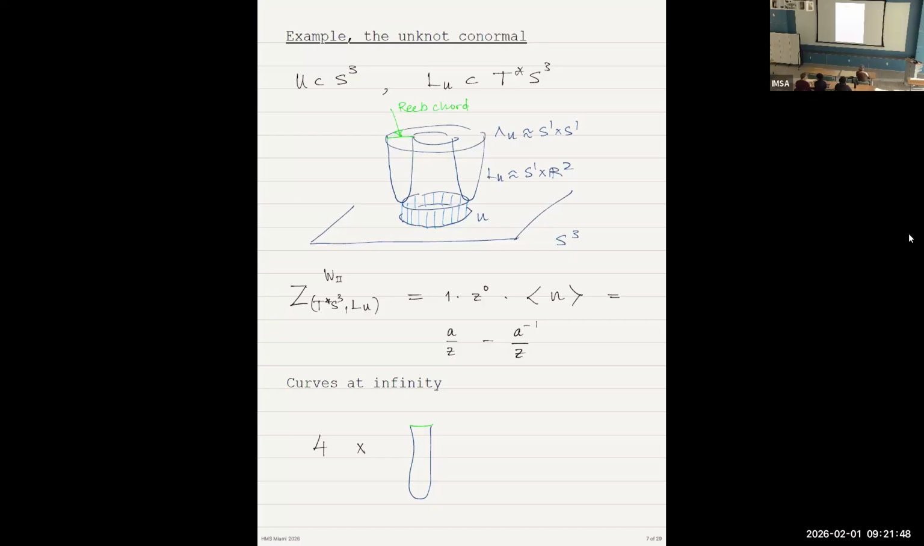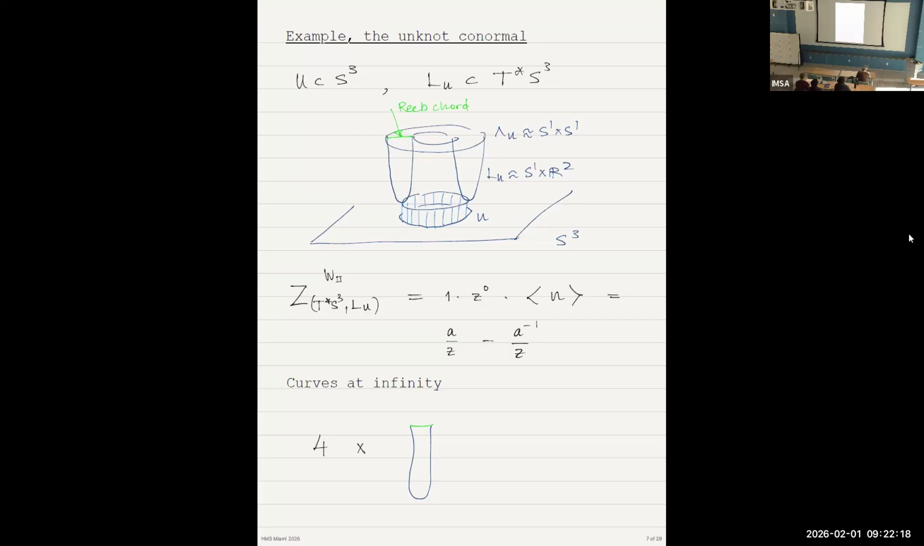So the first example I want to do is a very basic thing. We take a knot in the three-sphere, and then we take its conormal, that is, all the covectors killing the tangent vector. It's an S1 times R2 in T*S3. So we have the zero section S3, and we have this conormal. They intersect along the knot itself.